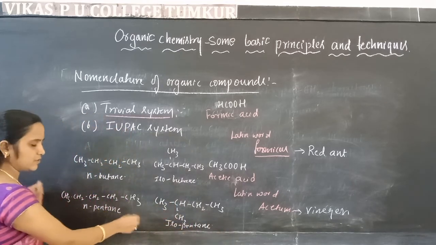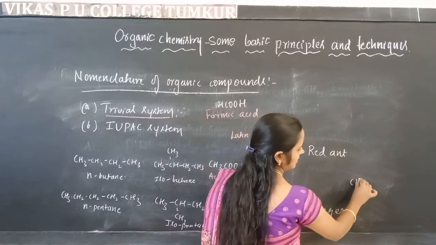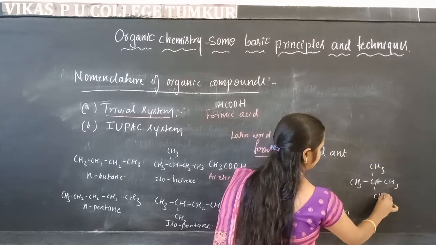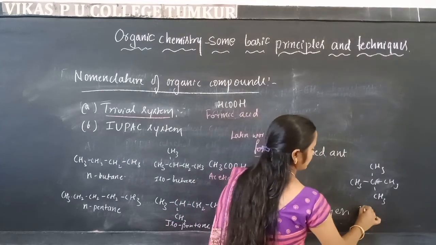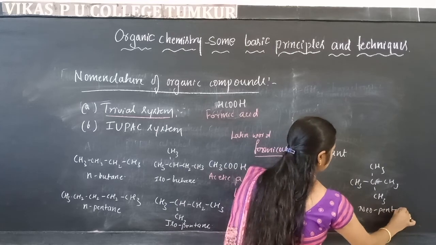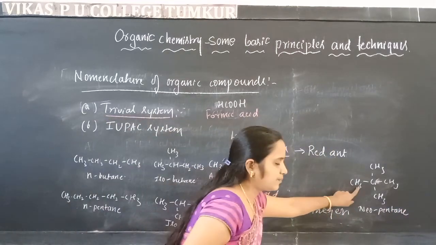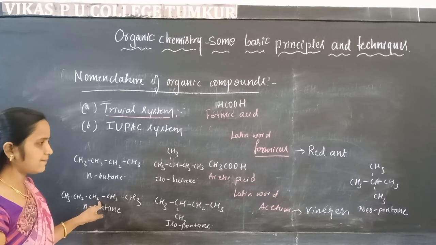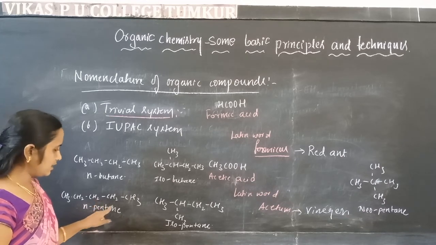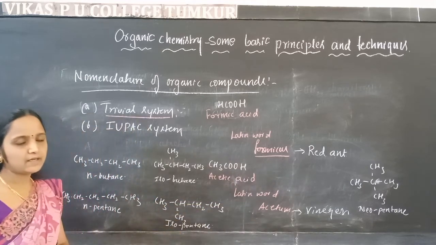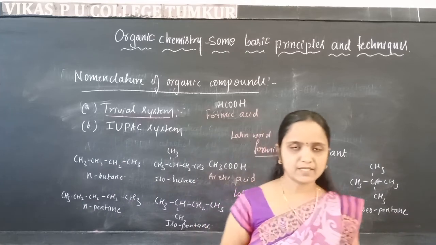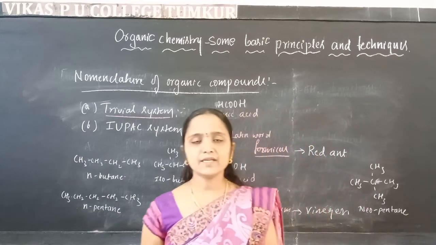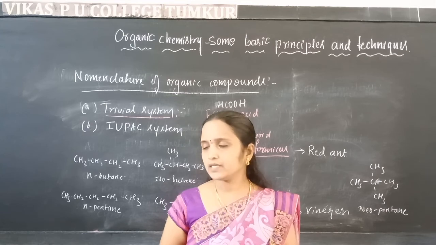If we write it like this, with CH3, CH3, CH3, CH3 around the central carbon, for this neopentane. Like this, you can observe in these three, the number of carbons is the same, the number of hydrogens is the same, but they are written in branched chains. A straight chain we represent as n. If the second carbon has a methyl group, we mention it as iso. If the second carbon has two methyl groups, we call it neo. This is about the trivial system.